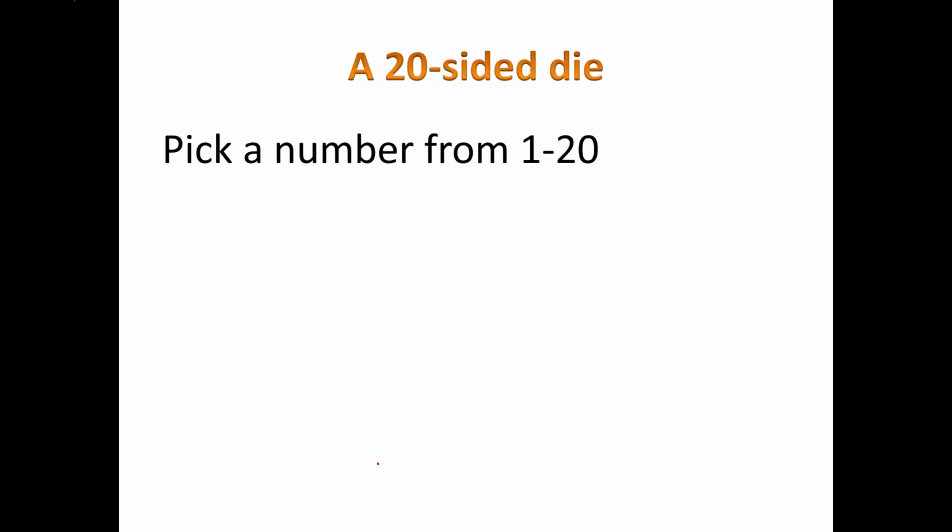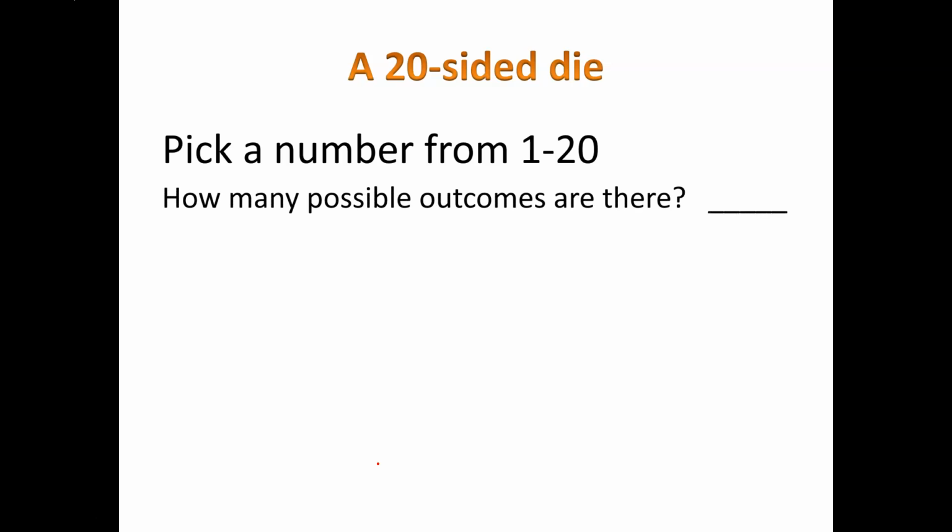Okay. Let's go back to that 20-sided die. Again, it's numbered 1 through 20. Each number appears once. Let's pick a number from 1 through 20 that's going to allow us to win. This time, let's say that we win on 11. How many possible outcomes are there? Well, there's 20 sides on the die, numbered 1 through 20. So we have 20 possible outcomes.